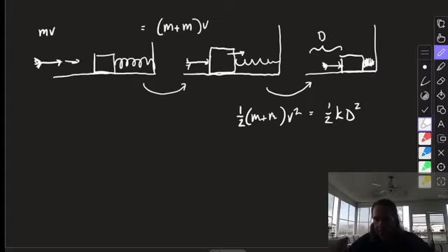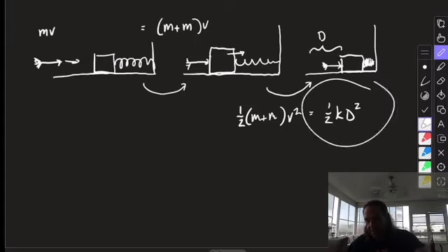Because you guys understand that this problem is the same as the dart striking the pendulum and the pendulum block swinging upwards. Those are the same question. It's just that I'm replacing gravitational potential energy with elastic potential energy here.